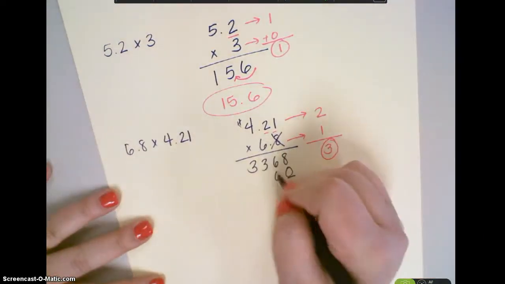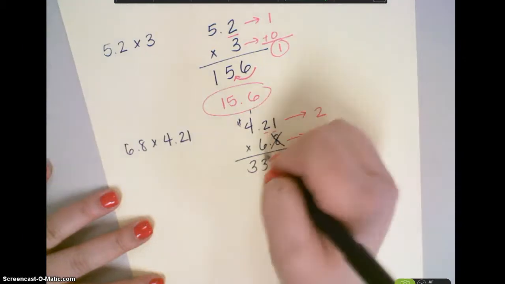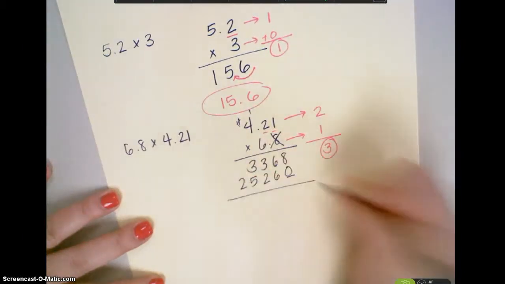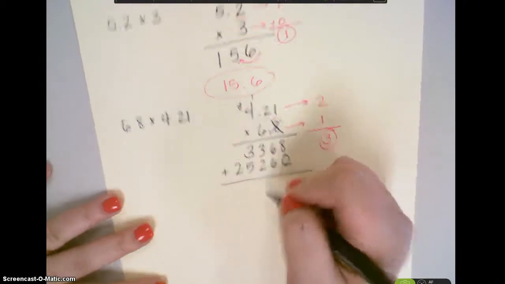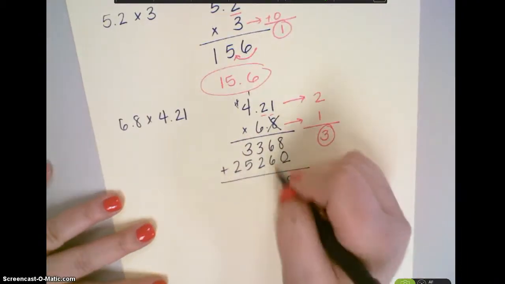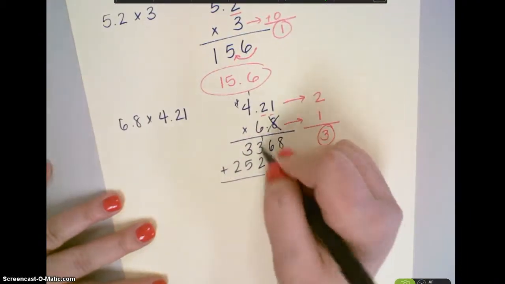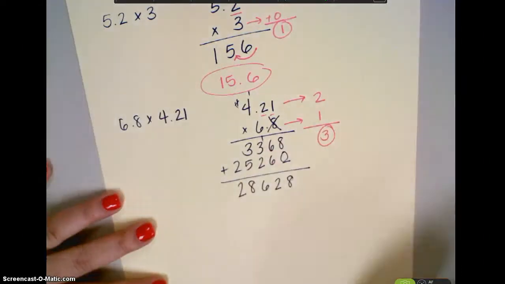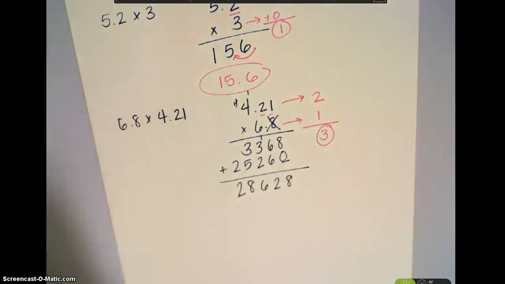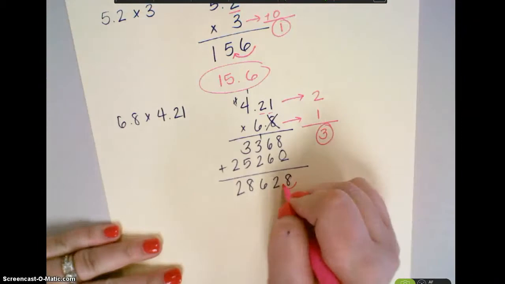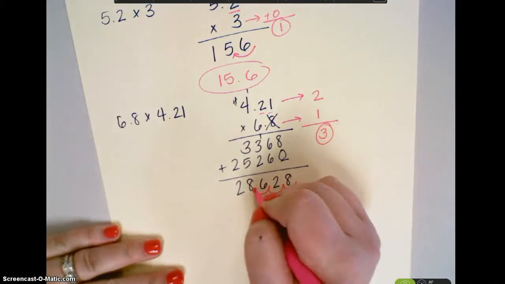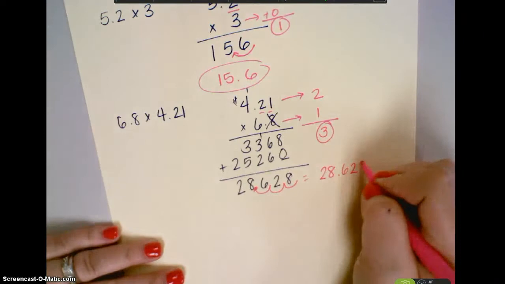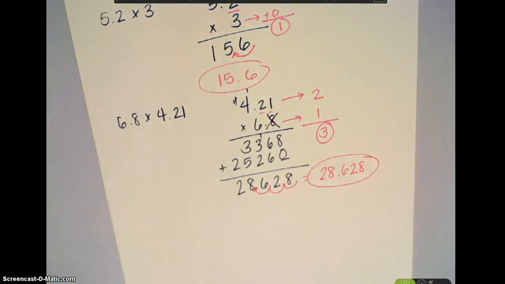6 times 1 is 6, 6 times 2 is 12, 6 times 4 is 24, plus 1 is 25. Now I can add this together. 8 plus 0 is 8, 6 and 6 is 12. This is going to be 6, 8, and 2. And then I need to have 3 decimal places in my answer. So I'm going to start at the end. 1, 2, 3. That's where my decimal would be. So my final answer would be 28 and 628 10,000ths.